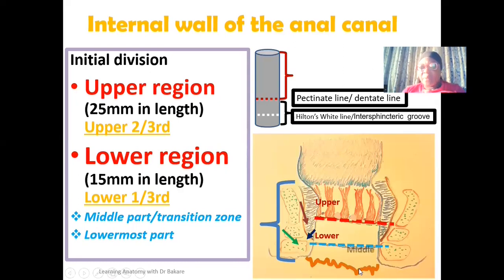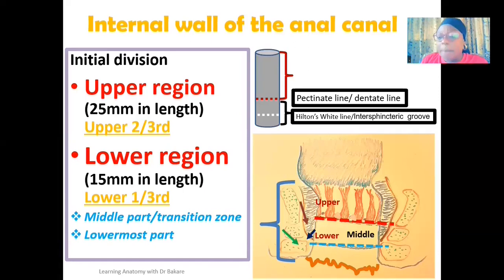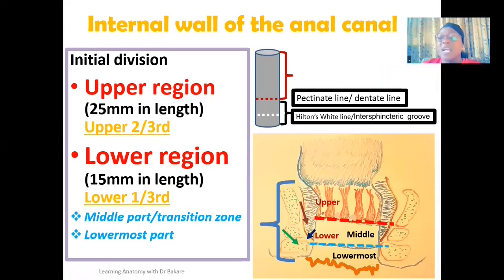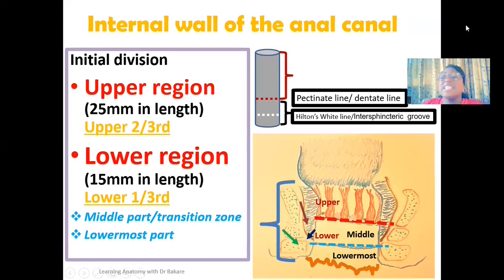This is the middle part, or the transition zone, which is the transition between the upper part and the lower part of the anal canal. Then we have the lowermost part here. So this is how the anal canal is subdivided into the different subregions it is made up of. We have an initial division into two subregions, then the lower part further subdivides into two. Let's take each of these subregions one after the other to see what they present.